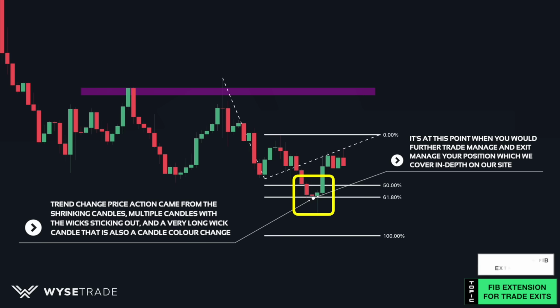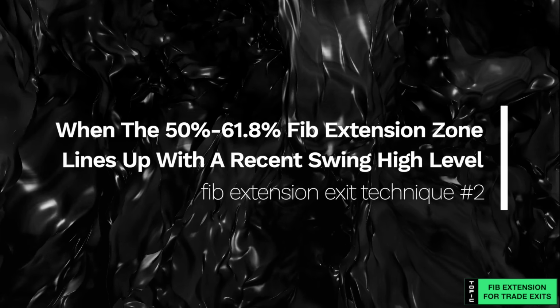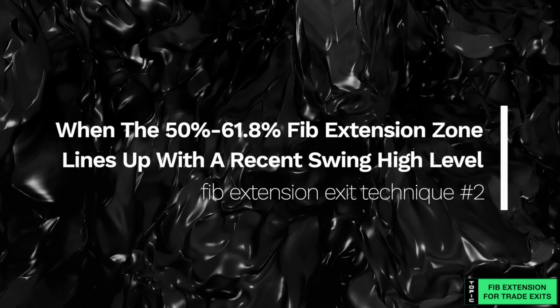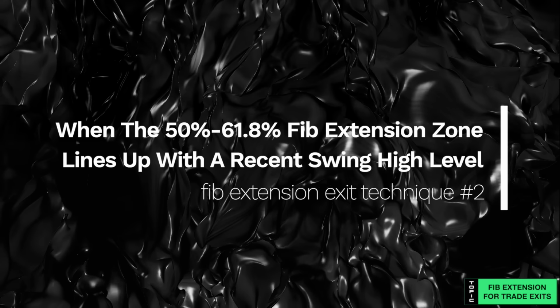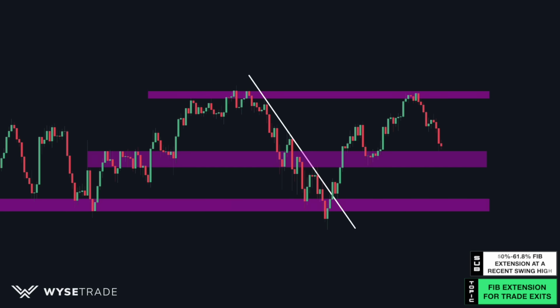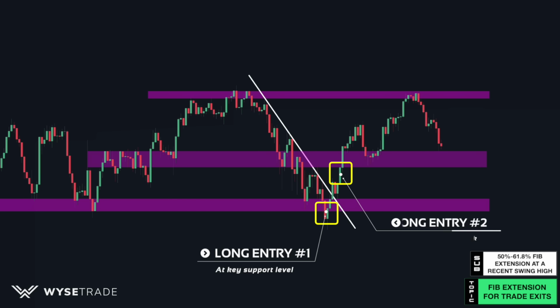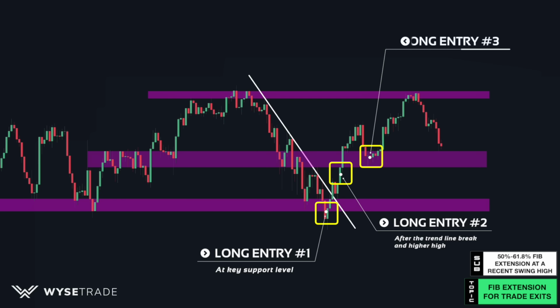So let's take this up a notch. When the 50% to 61.8% Fibonacci extension zone lines up with a recent swing high. So you went long at this key support level here, or through the breakout here, or through the continuation entry here, and you start to look for exit points.